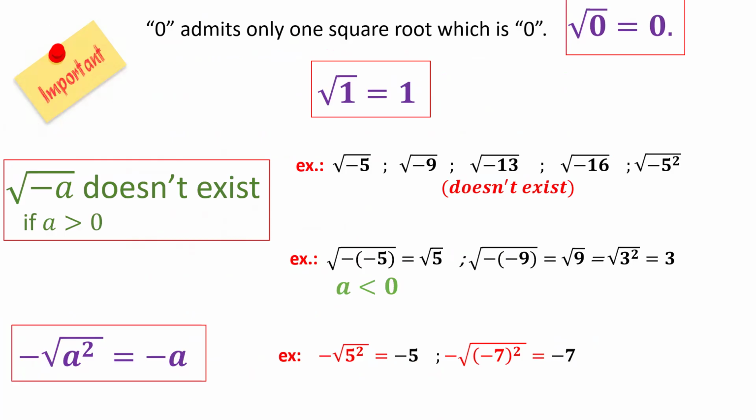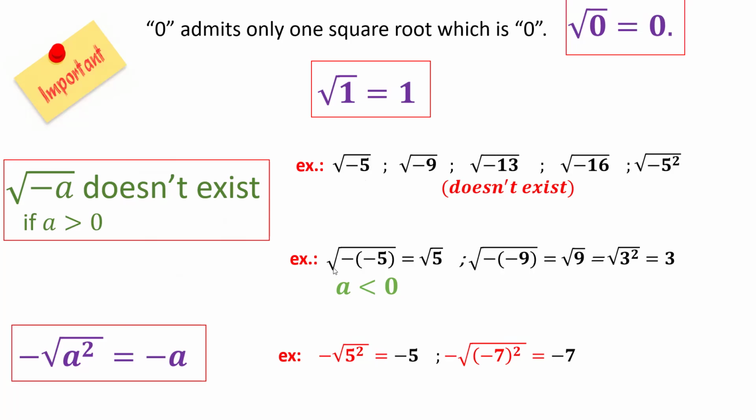We have some important notes. First, if I wanted to find the radical of 0, radical 0 is 0. Also, radical 1 is equal to 1. We have radical negative a. If I have a negative radicand inside when a is positive, suppose for example radical negative 5, radical negative 9, radical negative 13, radical negative 16, all these we say the radical does not exist.